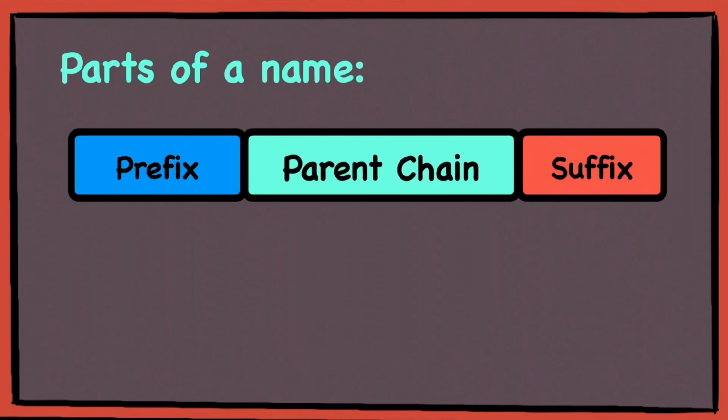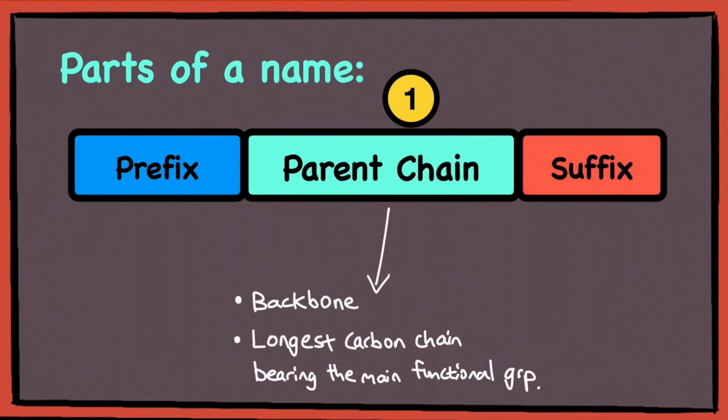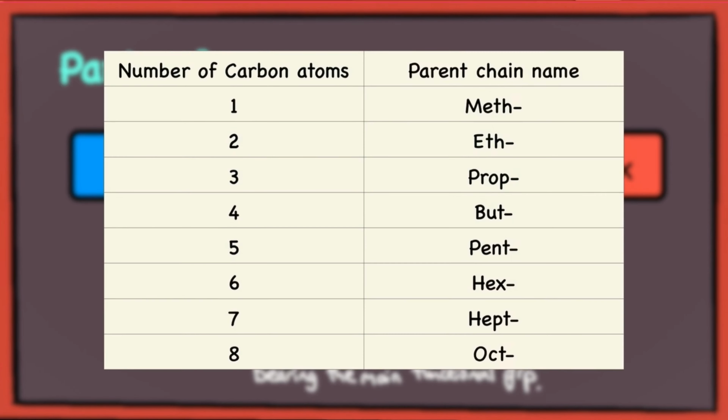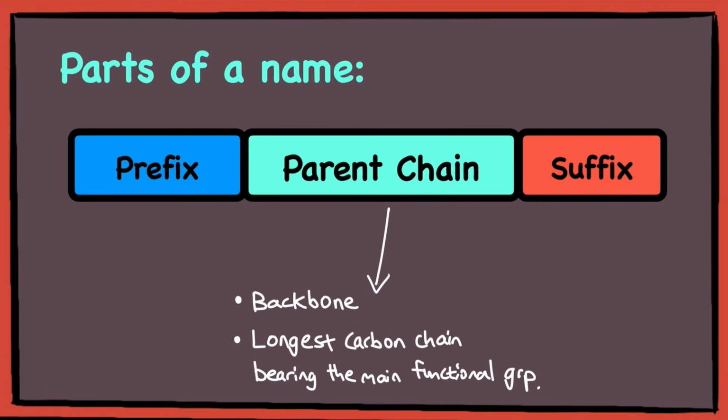To write the name of an organic compound, step 1, write the parent chain first. The parent chain is basically the backbone of an organic compound, which is the longest carbon chain bearing the main functional group. When there is only one carbon atom present, the parent chain name will be called meth. And when there are two carbon atoms, it's called eth, followed by prop, but, pent, hex, hept, oct, and so on.